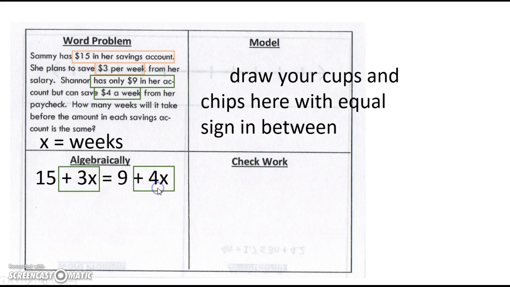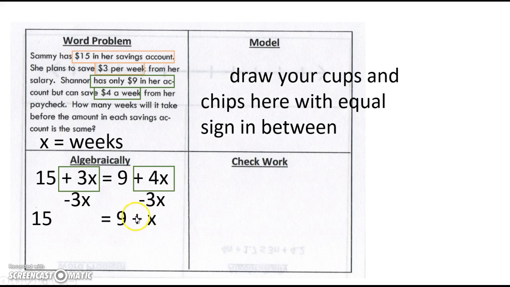So first step we do, box your variables. We need to decide what are we going to do. Are we going to move the 3X or the 4X? So let's move the 3X. You're going to subtract 3X on both sides. Once you do that, you have 15 over here because 3X minus 3X is 0. It's gone. It's canceled out. Over here, 4X minus 3X gives you just 1X. So now we have 15 is equal to 9 plus X.